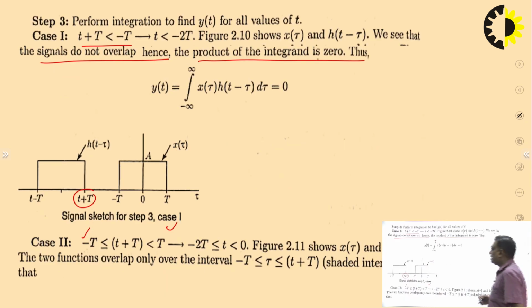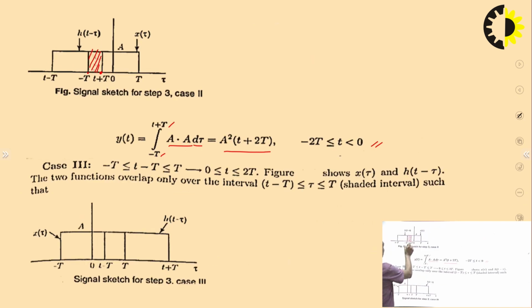The next condition is that t plus T will pass the value T, and then t minus T will be lying between minus T and capital T. So in the third condition, you can see the t minus T point is lying between minus T and capital T. In this case the situation will be like this. Here is your point t minus T, and this is your point T. And this t minus T point is lying between minus T and capital T.